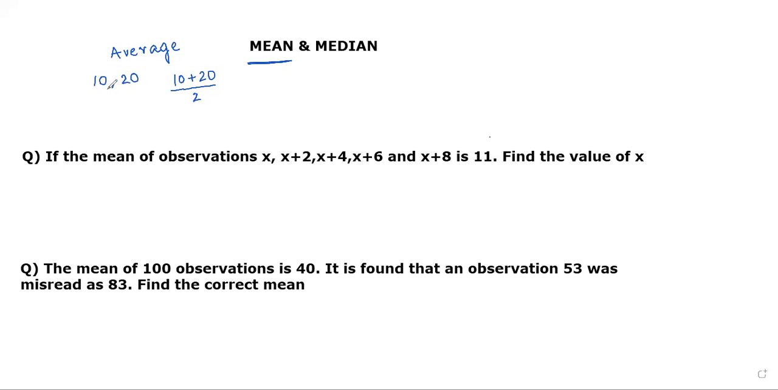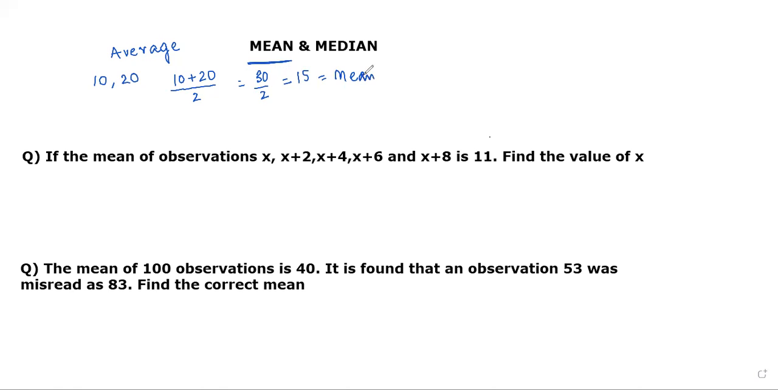Why do we divide by 2? Because there are only two numbers. These are two observations, two items. So whatever is the total number of observations, we divide by that number. So what is that average? This is 30 upon 2, which is 15. Now, these observations can be anything. It can be age, marks, height, weight, whatever it is, these are called observations. So what is the average of the two numbers 10 and 20? 15 is the average. Now this is also called mean.